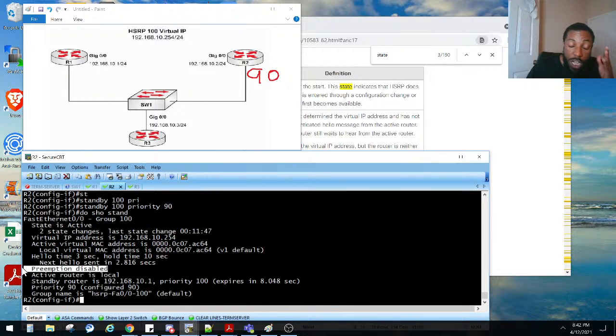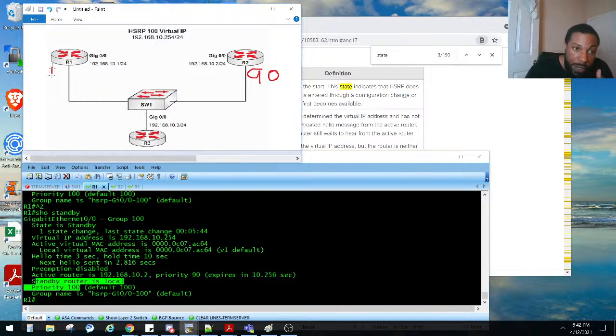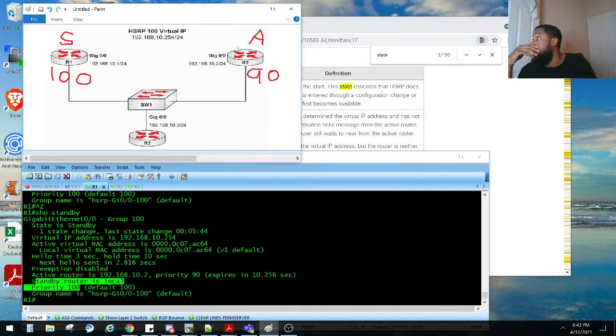So we need to enable preemption for us to take over as the active router, even though he got the higher priority. So even though router 1, this guy right here, his HSRP priority is set to 100, and his is 90, he is still the standby router, and he is still the active router. Why? Because we did not set preemption. So that's another concept you guys got to remember about HSRP.